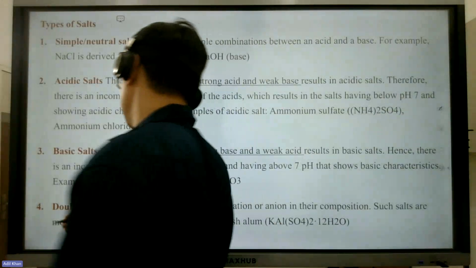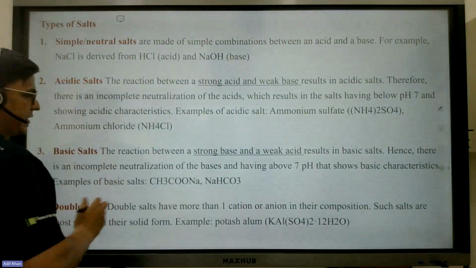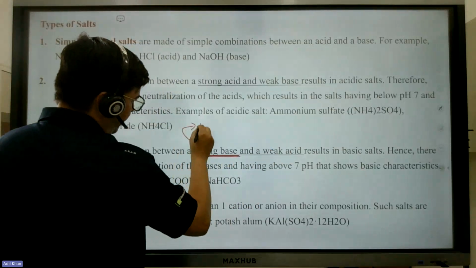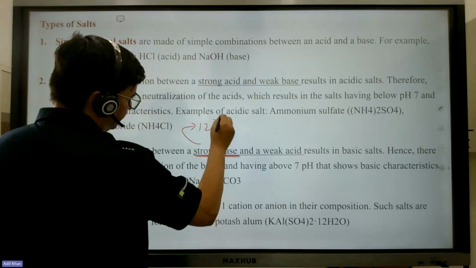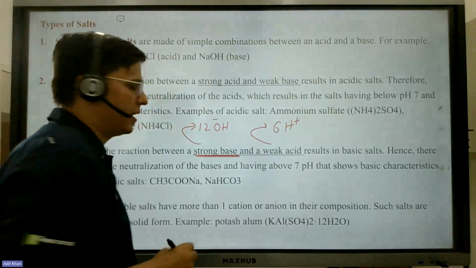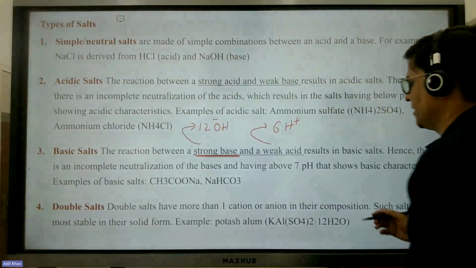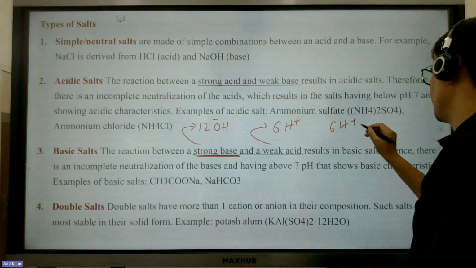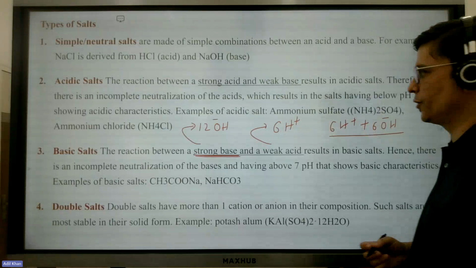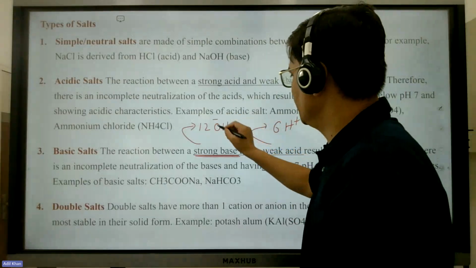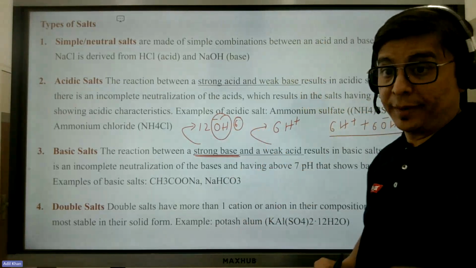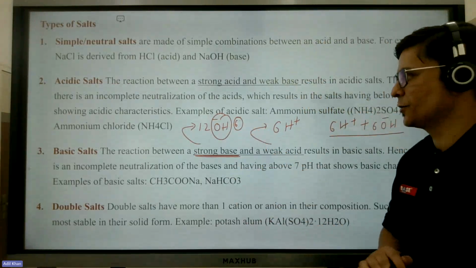Now let's talk about the basic salt. I think you can relate. Basic salt is formed using a strong base and a weak acid. Strong base means, suppose you have a base which produces 12 OH minus ions and you have a weak acid which produces 6 H plus ions. When it undergoes neutralization, 6 H plus react with 6 OH minus to give you water molecules. Still, out of the 12, 6 OH minus are left. Those 6 OH minus make the salt basic because OH minus is basic in nature.